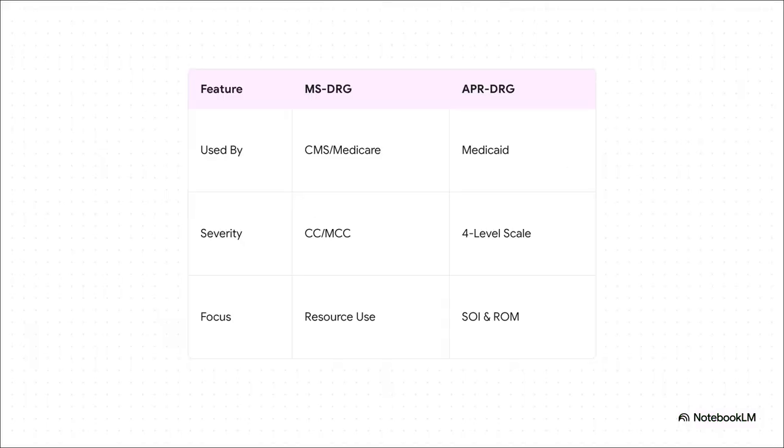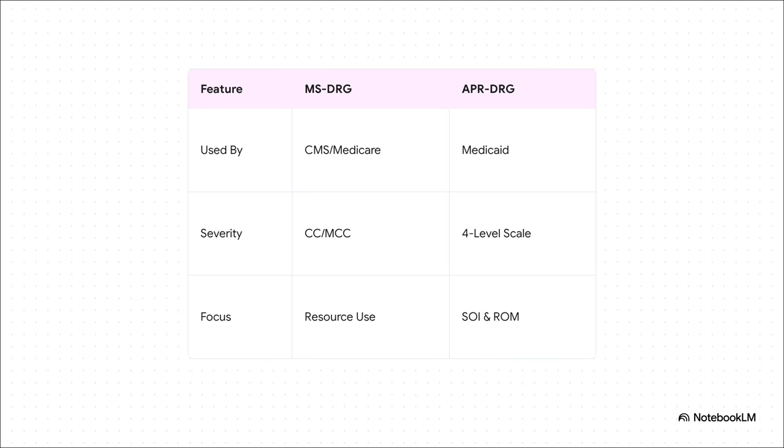What's really fascinating here is how IPDRGs take the traditional MSDRG architecture and just expand on it. While Medicare's MSDRG system categorizes severity largely by whether a CC or MCC is present or absent, the 3M IPDRG system, which is heavily used by Medicaid and commercial payers, adds a much more precise 4-level scale. It assigns a subclass for severity of illness, or SOI, and risk of mortality, or ROM. This scale ranges from 1, which is minor, all the way up to 4, which is extreme.